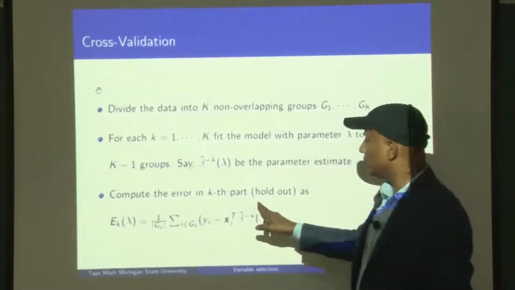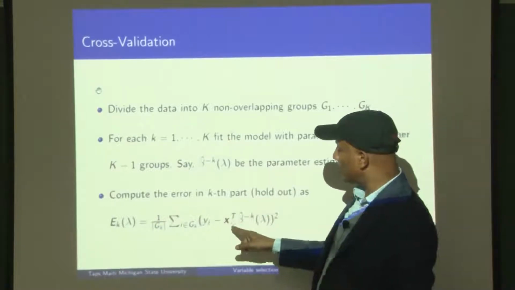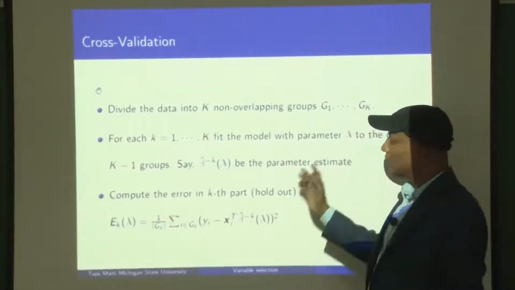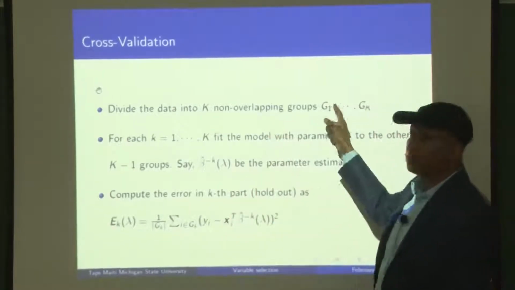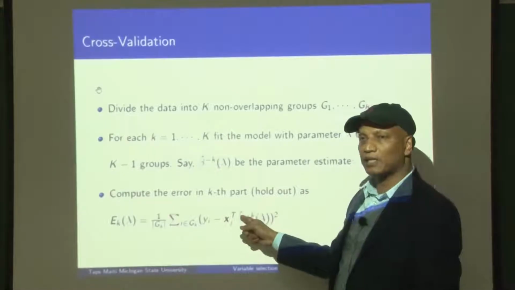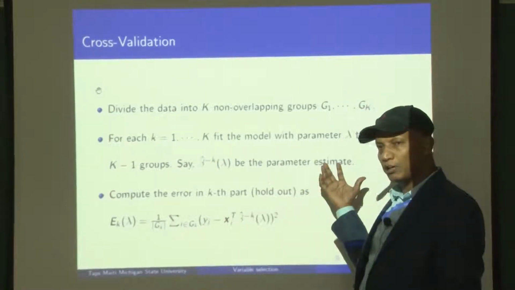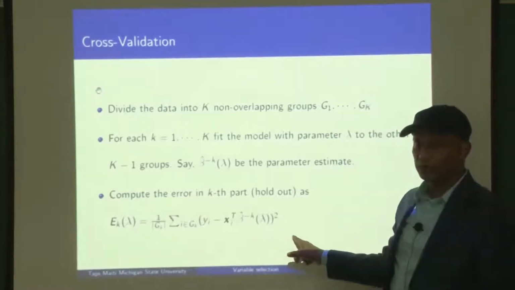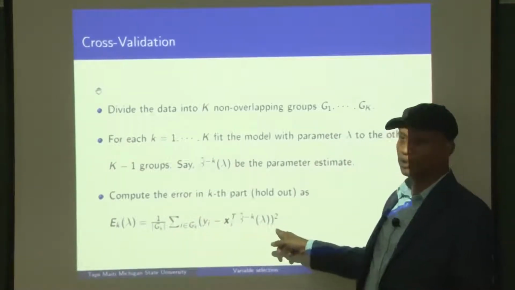Compute the error in the kth part. Now what you will do, once your model is estimated using that 90% of the data, is predict the group 1 which was not used in your model, using that estimation from the other data, and calculate this estimation error. It's kind of an MSE, you can see that.